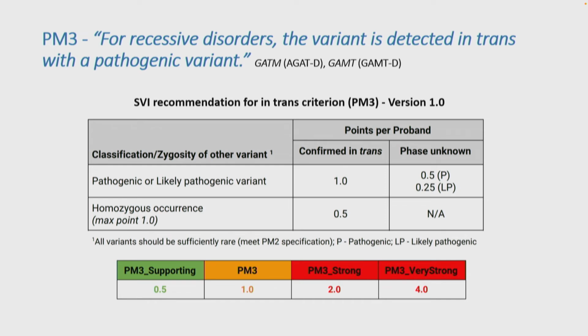So this is a code that is used for recessive disorders like AGAT and GAMT deficiency. For individuals with these conditions, because they are recessive disorders, you would expect to have a variant on each copy of the gene. So for this code, if you're looking to classify one of those variants, you look at what's on the other copy. That variant could be identical if it's a homozygous case, or that variant could be different.